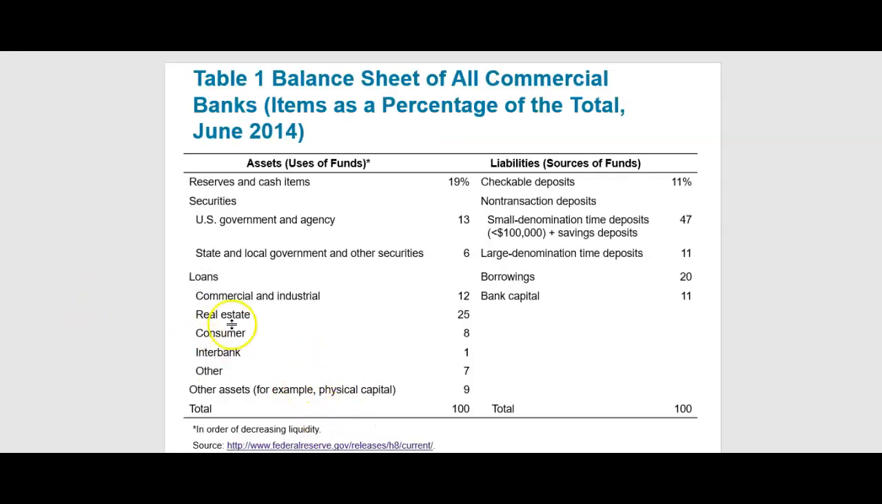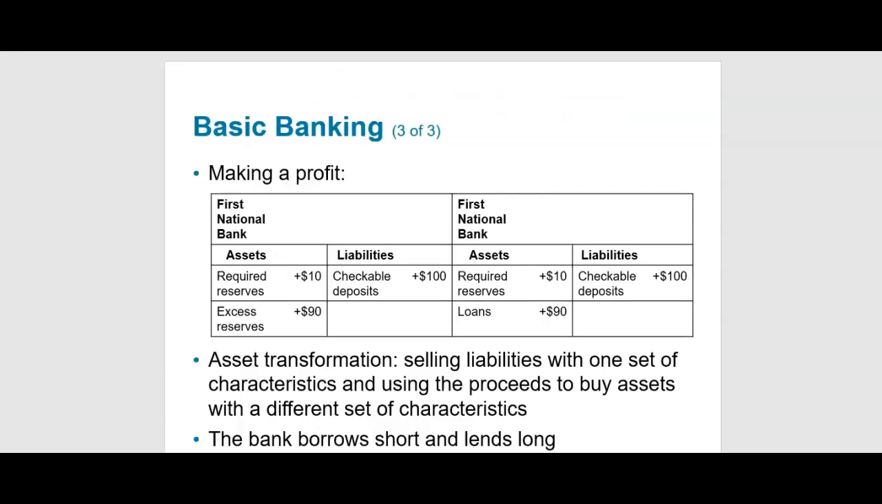So if you're looking here, you can put it in the loans, in the securities, or in the other assets. Whatever you want to use, you can move it. We call that an asset transformation. It's selling liabilities with one set of characteristics, these are the checking deposits that we have, and using the proceeds to buy assets with a different set of characteristics. So you can have long-term or short-term loans. You can have securities, whatever it is that is there.